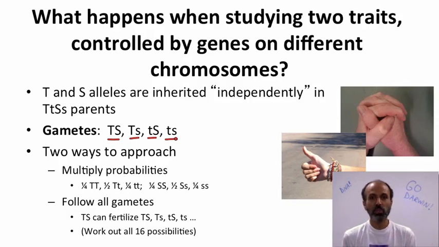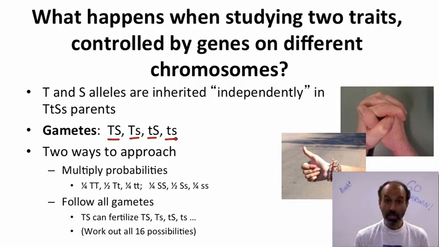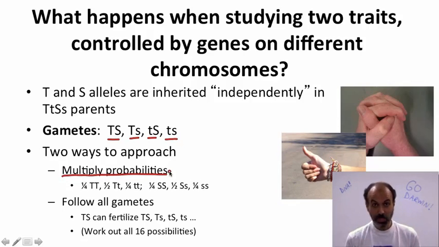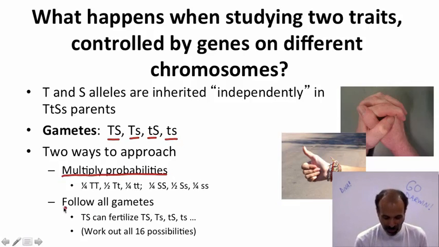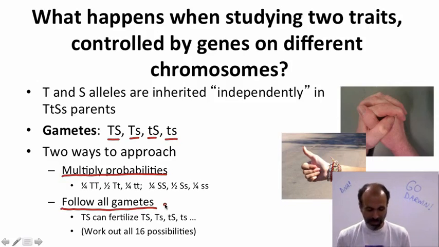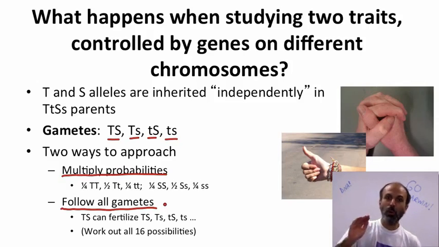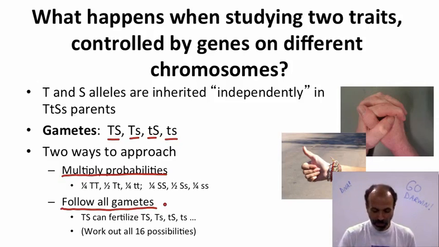Now, there's two ways you could try to predict what the offspring would be like. The better way, which I'll show you second, is to actually multiply probabilities. We'll come back to that in just a moment. The other thing you can do, which is maybe more intuitive but definitely more laborious, is to follow what's happening with all the gametes. Work out all 16 possibilities. So let's do that one first. I won't do the whole thing, but I'll show you how it would go.